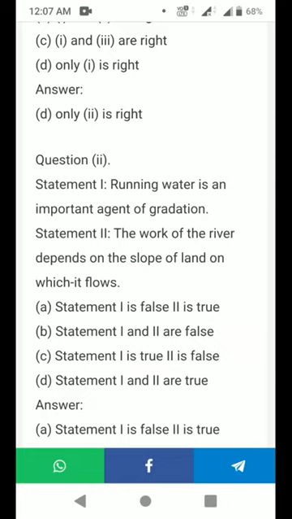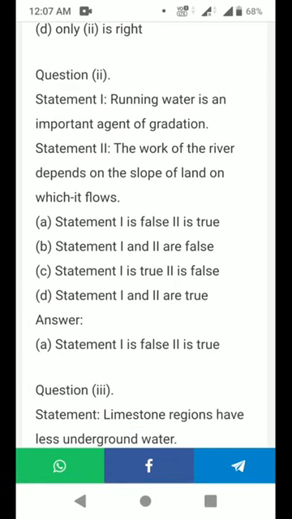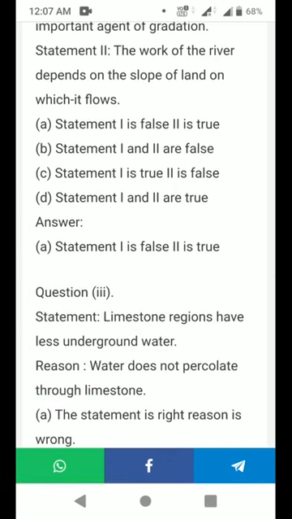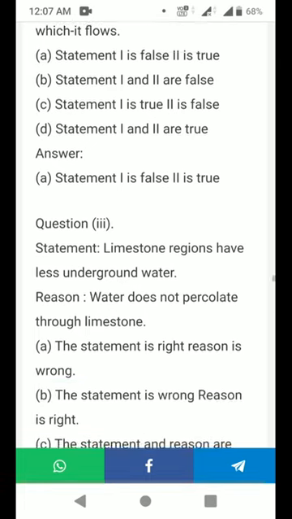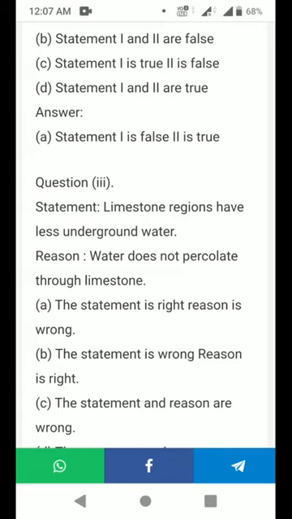Question number 2. Statement 1. Running water is an important agent of gradation. Statement 2. The arc of the river depends on the slope of land on which it flows. So which is the correct answer? Option A. Statement 1 is false, 2 is true.